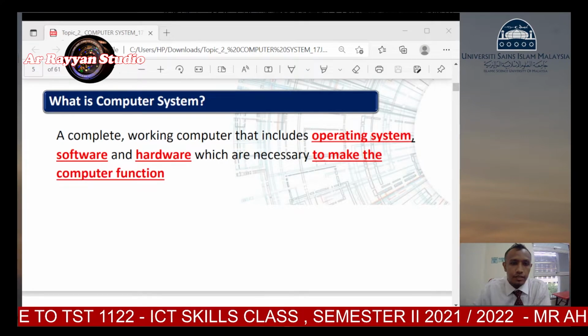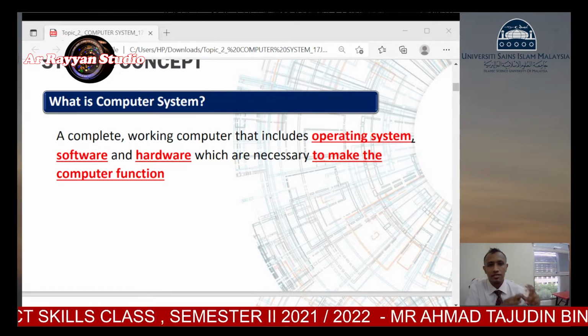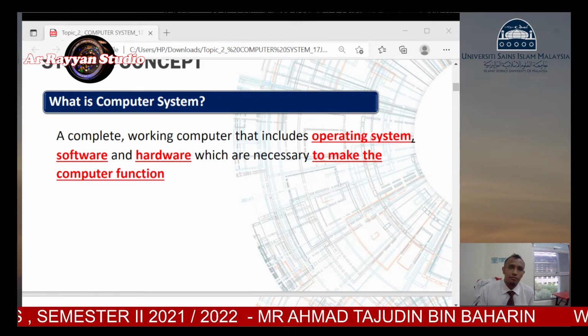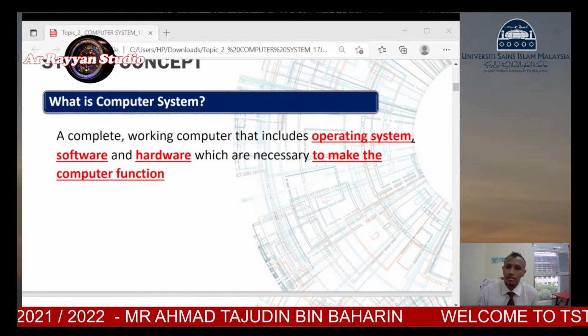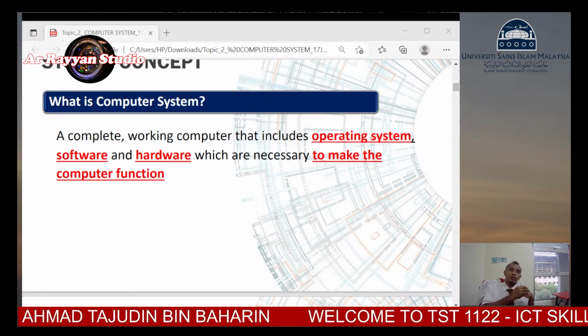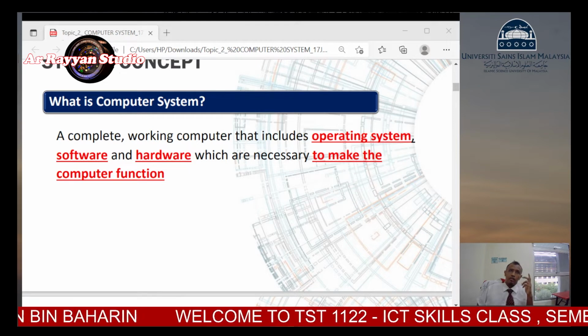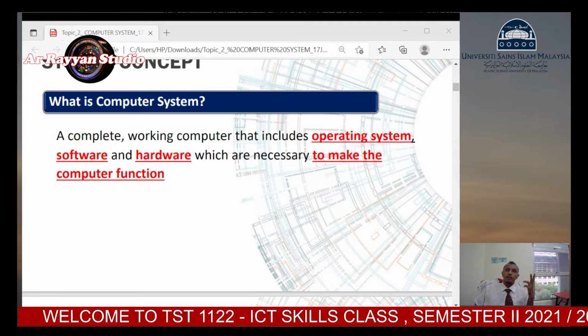Okay. Alright, next is what is computer system. Actually computer system is a working computer that includes operating system, software and hardware which is necessary to make the computer function. So kita faham, we understand that computer system must have operating system, software and hardware.